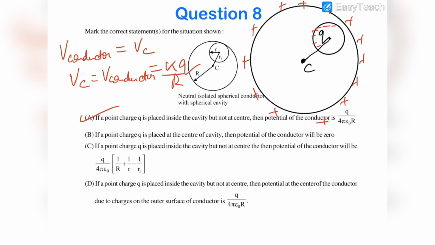Now if the point charge q is placed inside the cavity but not at the center, then the potential of the conductor will be this one. Obviously this is also wrong. And D option, that if a point charge q is placed inside the cavity but not at the center, then the potential at the center of the conductor due to charges on the outer surface of the conductor is this. So obviously you can see that at C point the net potential will be only due to the outer charges, and it is this one only. So the correct answers are A and D. Now let's move on to the next question.